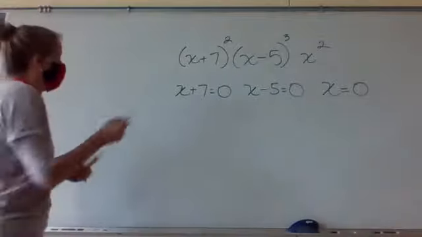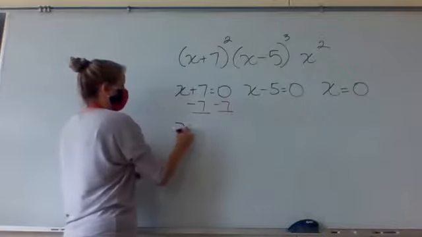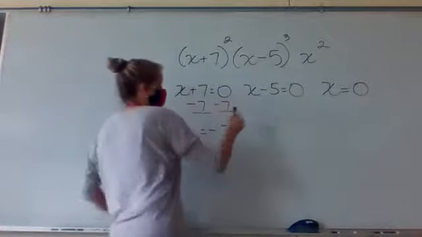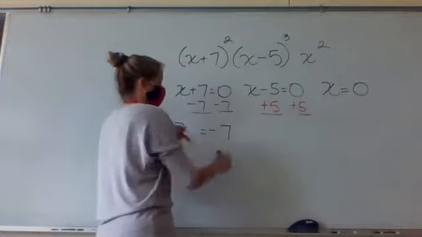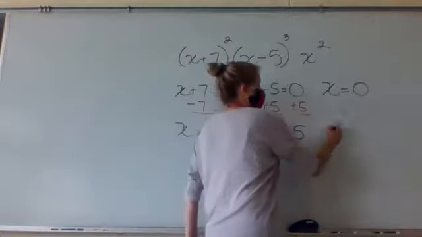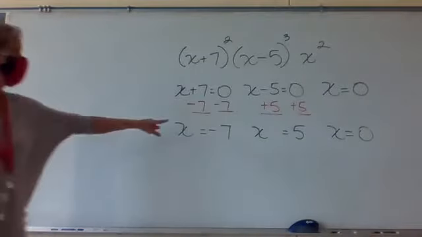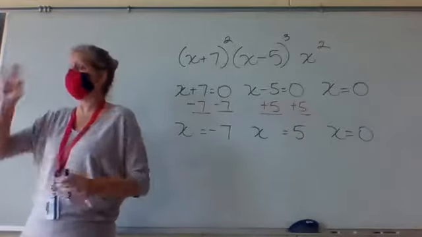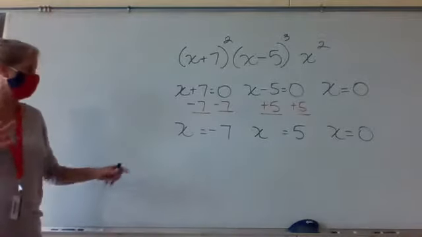So what would happen here? I would have to subtract the 7 from both sides, and I would get x equals -7. Here I would have to add the 5 to both sides to get rid of that -5. And here, this one would already be solved, right? The x is just equal to 0. Those would be the 3 x-intercepts or the solutions or the zeros. Remember, all 3 of those terms are interchangeable. They all mean the same thing, okay?